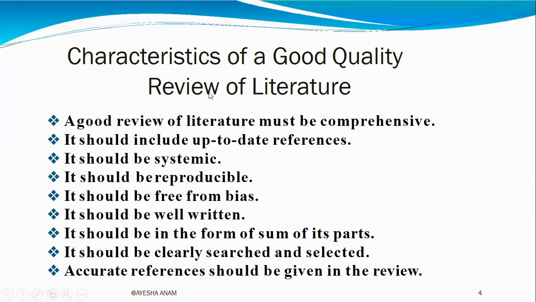So the characteristics of a good quality review of literature are: a good review of literature must be comprehensive. It should include up-to-date references. It should be systematic. It should be reproducible. It should be free from bias. It should be well written. It should be in the form of sum of its parts. It should be clearly searched and selected. Accurate references should be given in the review.